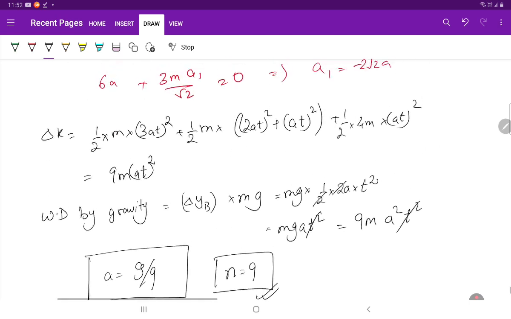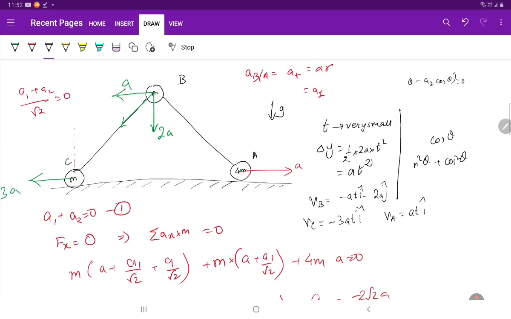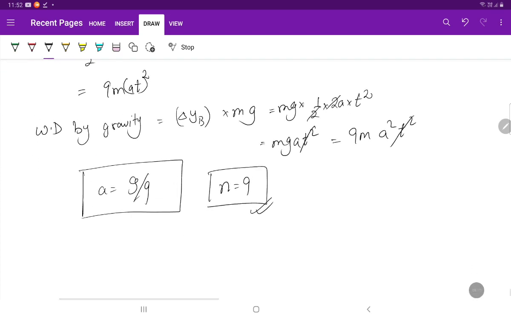So I hope you got this problem. Well, you can do this problem by another method, that is, assume the tension in the rods to be T1 and T respectively, then try to do it. Or you can also use Lagrangian in this problem. You're free to use whatever method, but the answer should come out to be g by 9, whatever it comes.